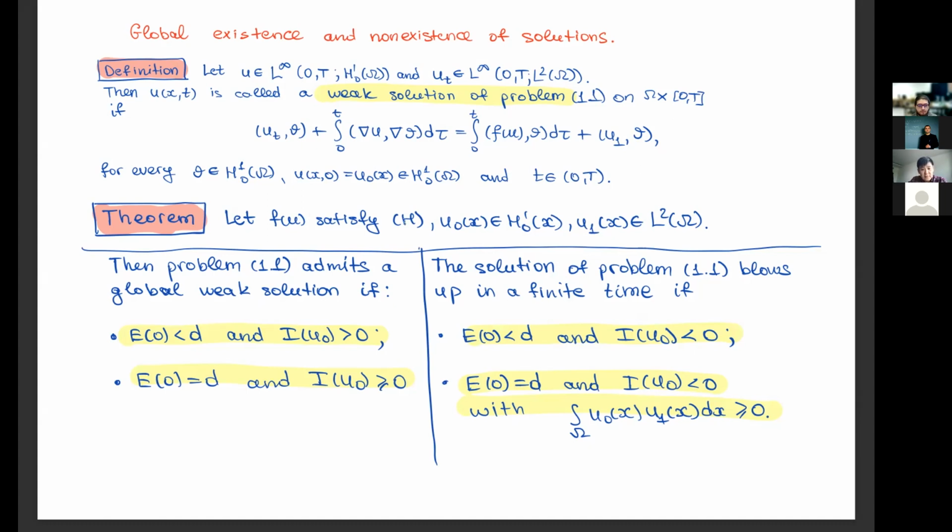Then we have a theorem for global existence and non-existence of solutions. So we have this as usual. Then problem 1 admits a global weak solution if the initial energy is less than d and the Nehari functional is positive, or when it's the critical case, it should be just non-negative. For blowup solutions, it should be this term, and for the critical case we have this term with an additional assumption for the initial condition.